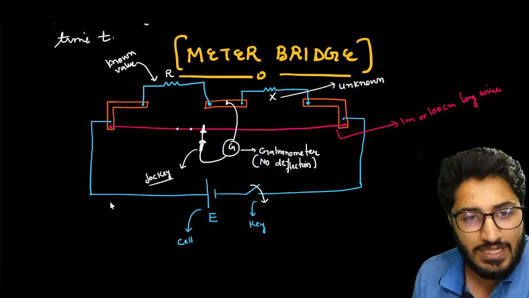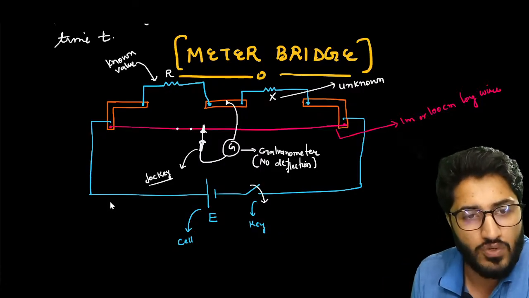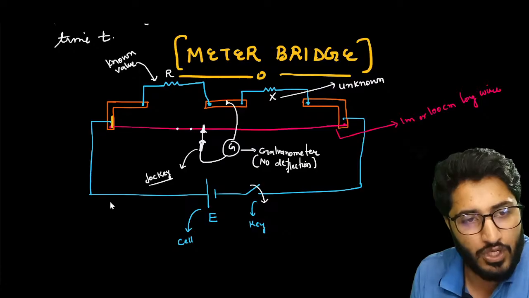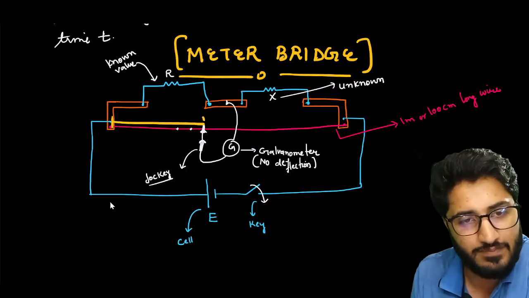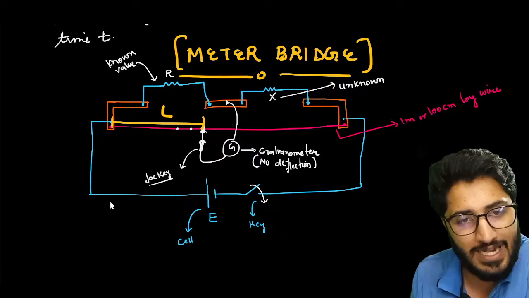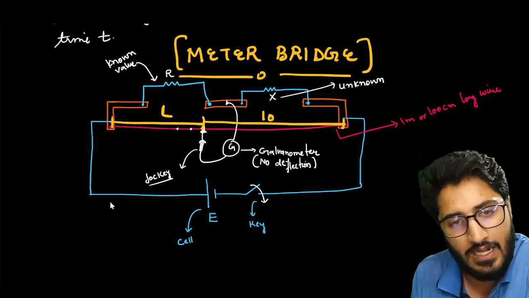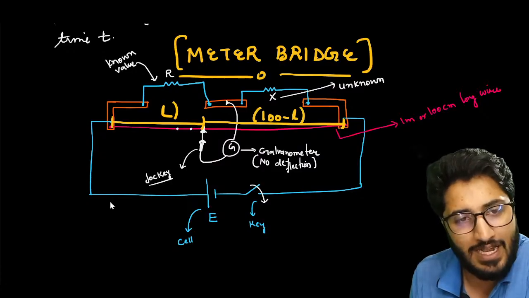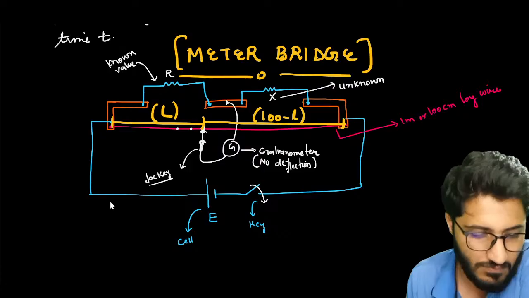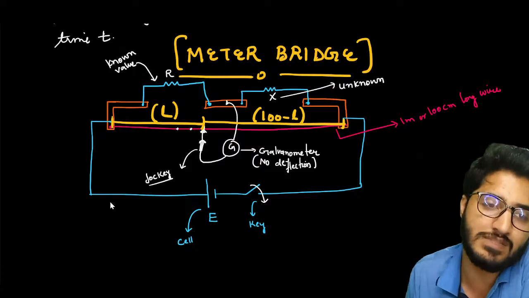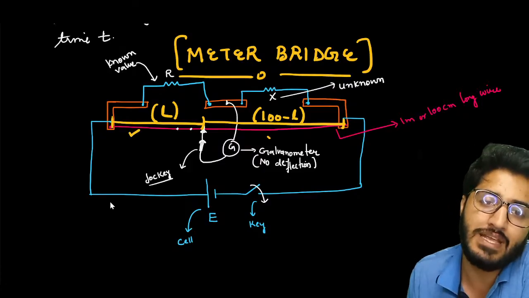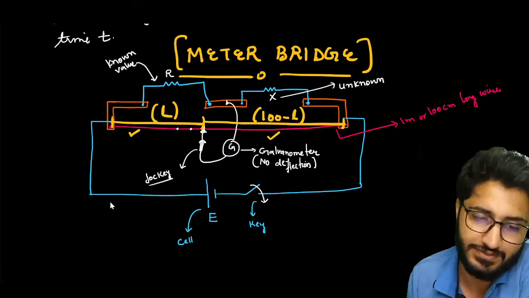And suppose the length of this particular portion is L. So what should be the length of the rest of the part? Sir, this will be 100 minus L. If the length of this whole wire is 100, this part will be 100 minus L, in centimeters.